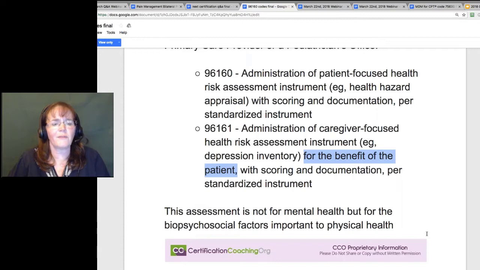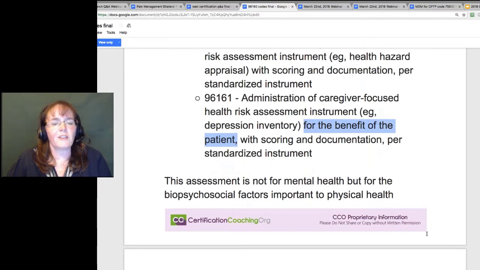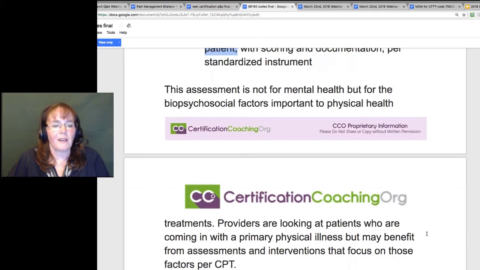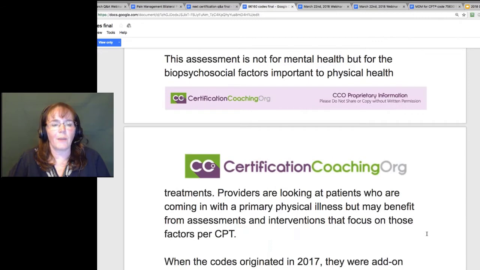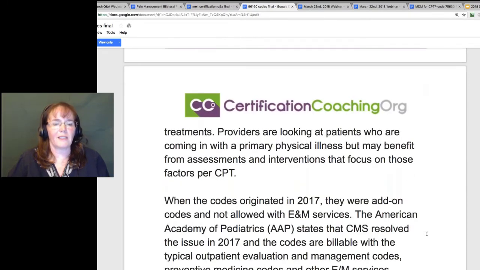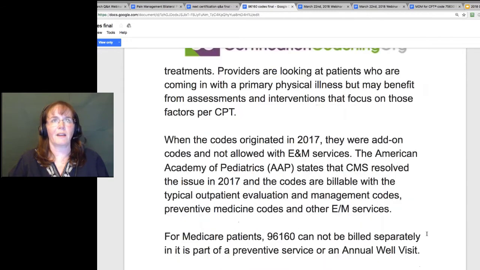So it's not just for mental health. This is per the CPT book. It says that this assessment is not just for mental health, but for the psychosocial factors important to the physical health treatments. So providers are looking at patients who are coming in with a primary illness, but benefit from these assessments and interventions that focus on other factors.